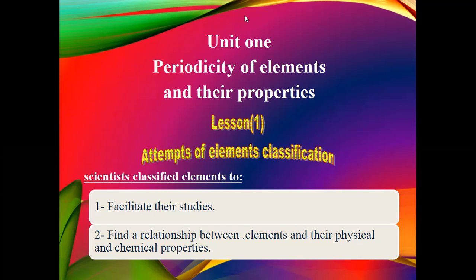What does facilitate mean? It's to simplify, to make it simple. Number two, to find the relationship between elements and their chemical and physical properties, which we are going to discuss in this lesson. From the location of the element, we can have an idea about its physical and chemical properties. This is what we will study in the first unit, God willing. Now let's go to the attempts of classifying elements.